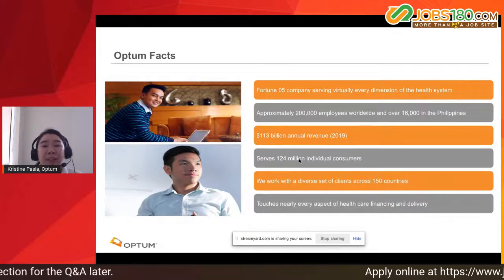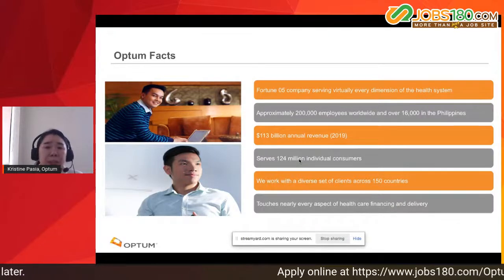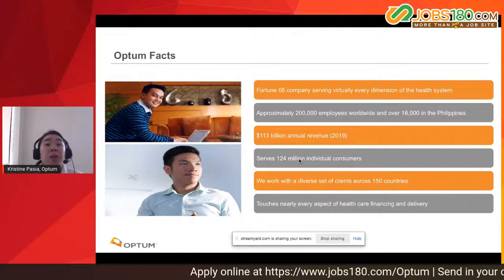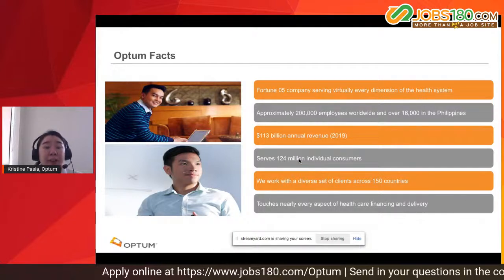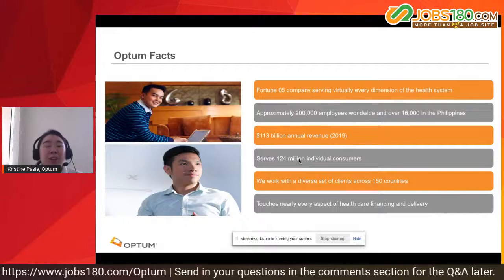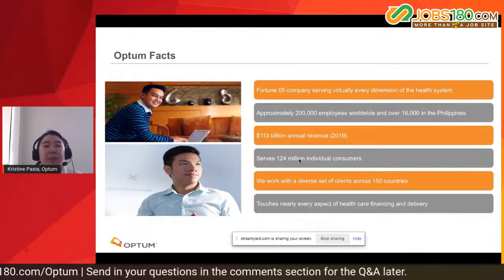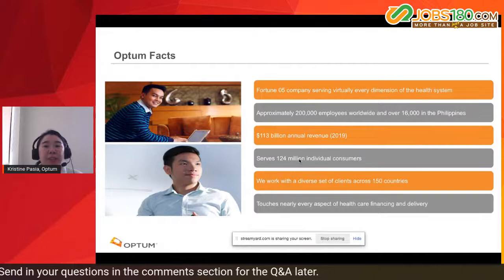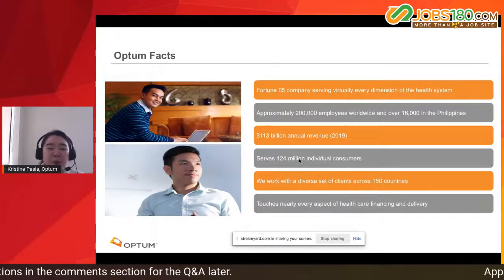We don't just handle insurance, but also the technology side of the healthcare system, like your medical records that are already currently online. Something similar to that, except it's definitely much broader. So that's who we are.